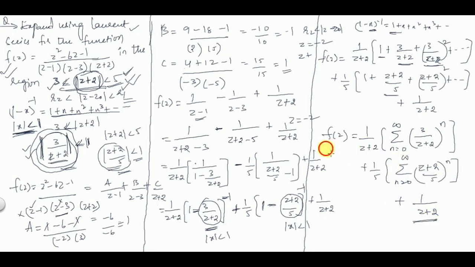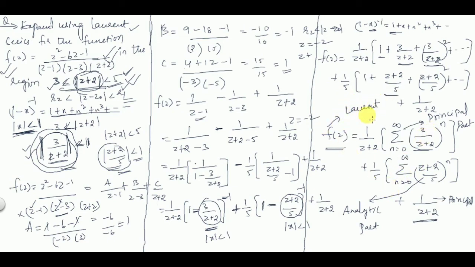Okay, so this is the Laurent series expansion for the given function. If you observe here, this represents the analytic part, because you have positive powers of z plus 2. So this represents the principal part, and this also represents the principal part, because you have negative powers of z plus 2. So we have both principal part and analytic part, therefore this represents the Laurent series expansion.